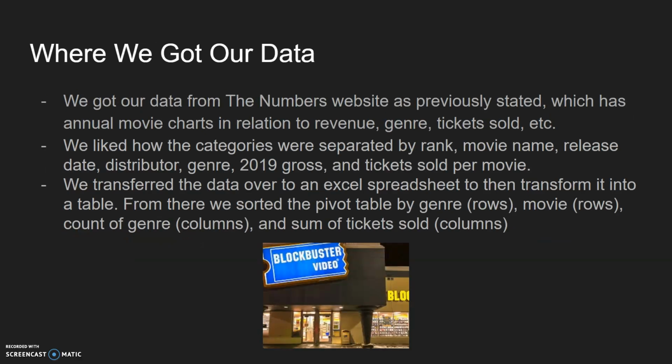Like I just said, we got our data from the Numbers website, which has annual movie charts in relation to revenue, genre, tickets sold, etc. We liked how the categories were separated by rank, movie name, release date, distributor, genre, 2019 gross, and tickets sold per movie. We transferred the data over to an Excel spreadsheet to then transform it into a table. From there, we sorted the pivot table by genre in rows, movie in rows, count of genre in columns, and the sum of tickets sold in columns.